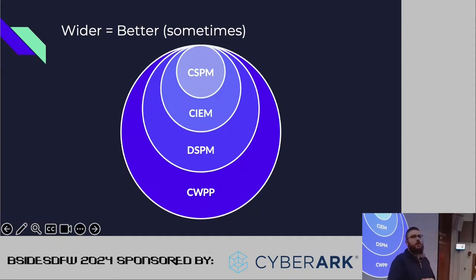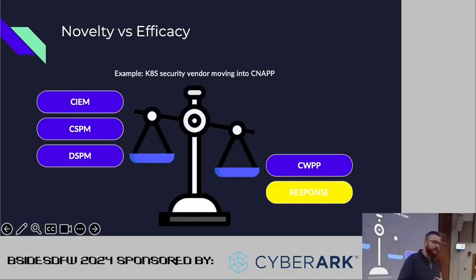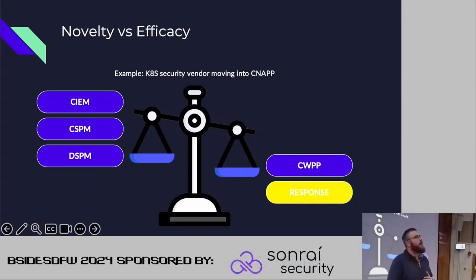Not just, hey, we're going to buy a company that does CSPM. Hey, we're going to buy a company that does workload protection and not bothering to integrate it with our platform. And then third, novelty versus efficacy. So if you remember back, I said we were primarily at posture manager runtime, and then they started to cross over. They realized, hey, the modern CNAPP, this is what they're doing.